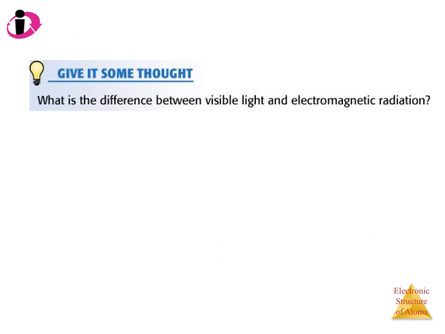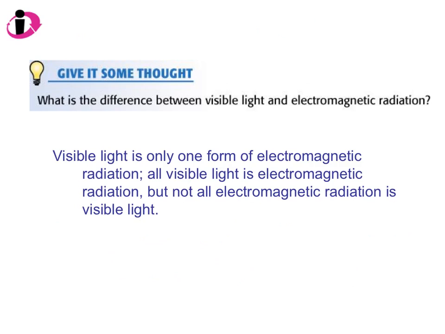Okay, so here's a question. Give it some thought. Go ahead and answer it. What's the difference between visible light and electromagnetic radiation? Because visible light is just one part of the electromagnetic radiation. All visible light is electromagnetic radiation, but not all electromagnetic radiation is visible light.